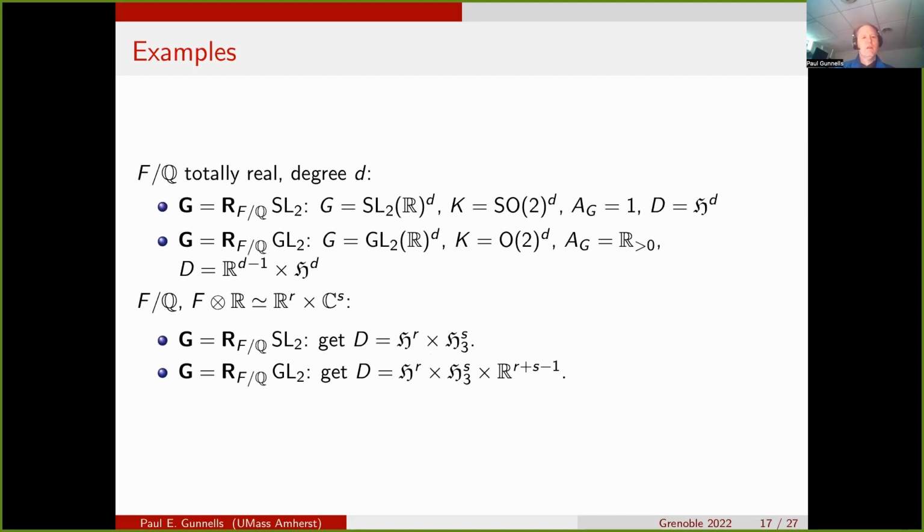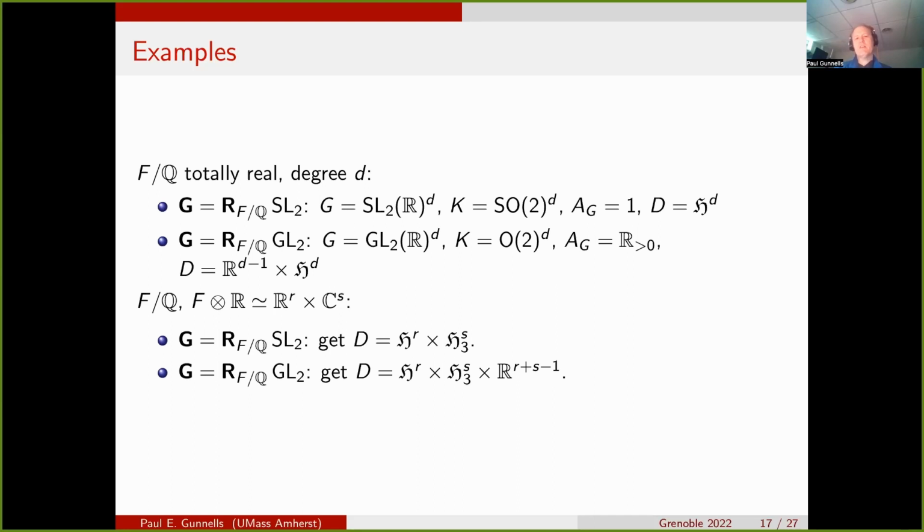Okay. So here's to illustrate the difference between the semi-simple and reductive case. If you take a totally real field of degree D, then the Lie group for SL2 is going to be D copies of SL2(R). You can see where this is coming from in the next line, the general case. If F tensor R is R^r times C^s, with r real places and s complex places, then you're going to get that many copies of SL2(R) and that many copies of SL2(C). So that's why we're getting D copies of SL2(R) up here.